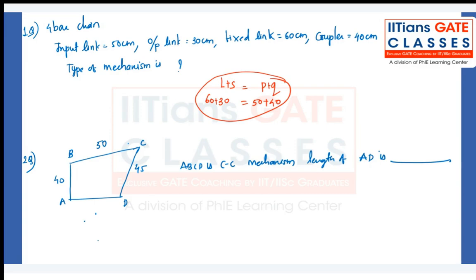Now, which link is fixed? It's a special Grashof chain, you can say, because it's equal. Which link is fixed? Shortest link is fixed, right? No, the link next to the shortest link is fixed because this is your 60.